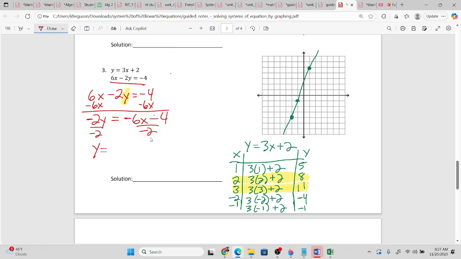What's negative 6 divided by negative 2? Positive 3. So that's going to be 3x, and then I've got negative 4 divided by negative 2. Positive 2. So that's what I'm going to work with.